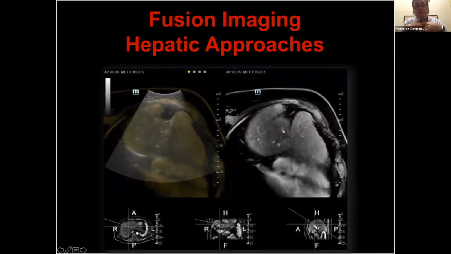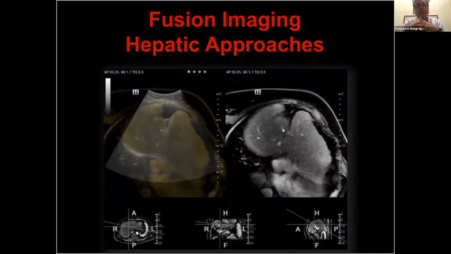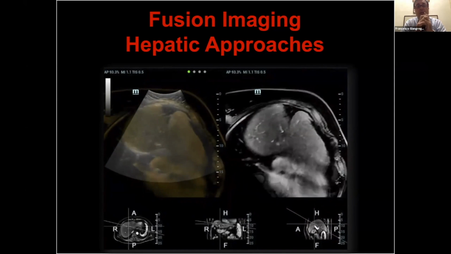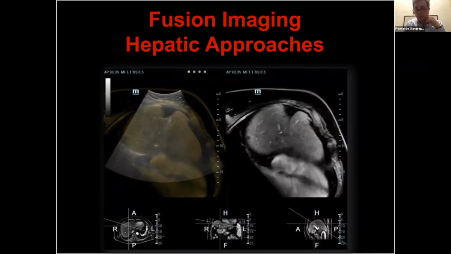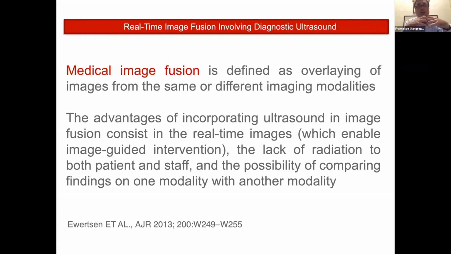In the second part of this topic, we speak about fusion imaging in the interventional hepatic approach. We know that fusion imaging is defined as overlaying of images from the same or different imaging modalities. So incorporating ultrasound imaging with spiral CT, MRI images is useful because we have the possibility of comparing findings on one modality with another one.